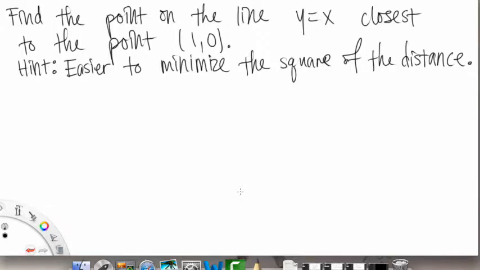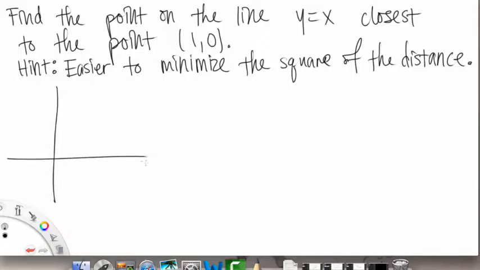So this problem asks us to find the point on the line y equals x closest to the point (1, 0). And the hint that they give us is that it's easier to minimize the square of the distance. So we'll see what that means. First of all, let's draw a picture of what we're looking at.